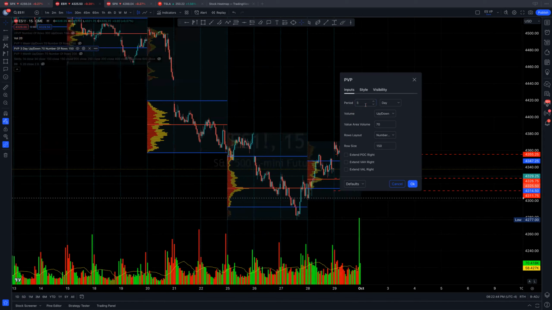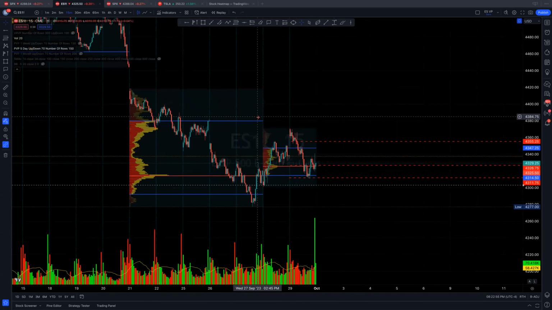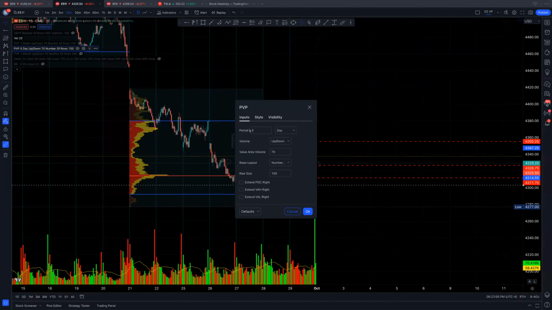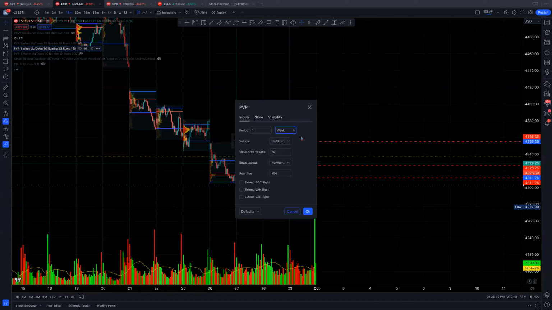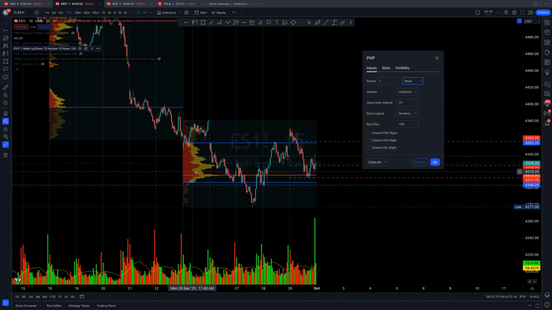For this one, I like to keep it on the setting 1 for the daily profiles, unless you want to take a look at weekly profiles. You could probably do 5, but it'll be a bit messed up here because the days don't line up. So instead of doing that, we could go ahead and do the week. So it'll show you the whole week. You guys see that?